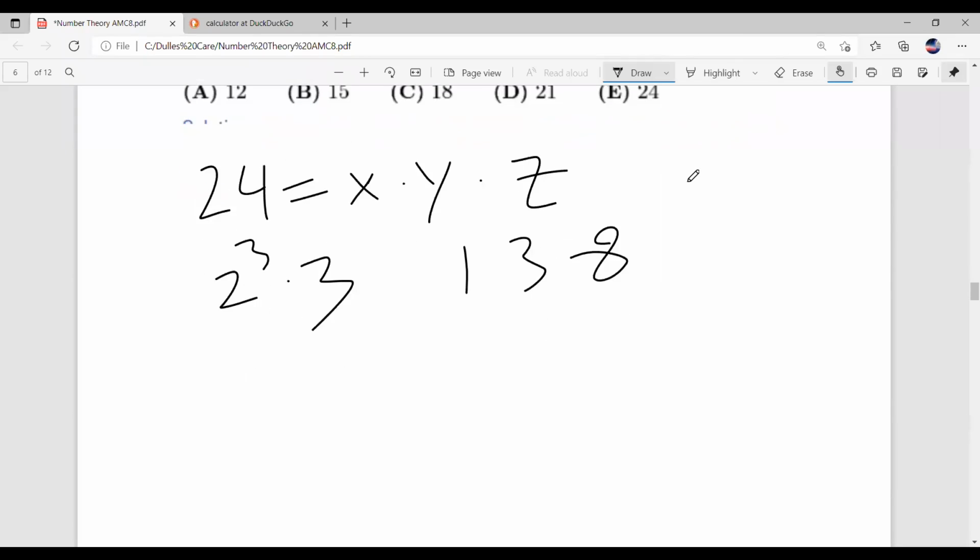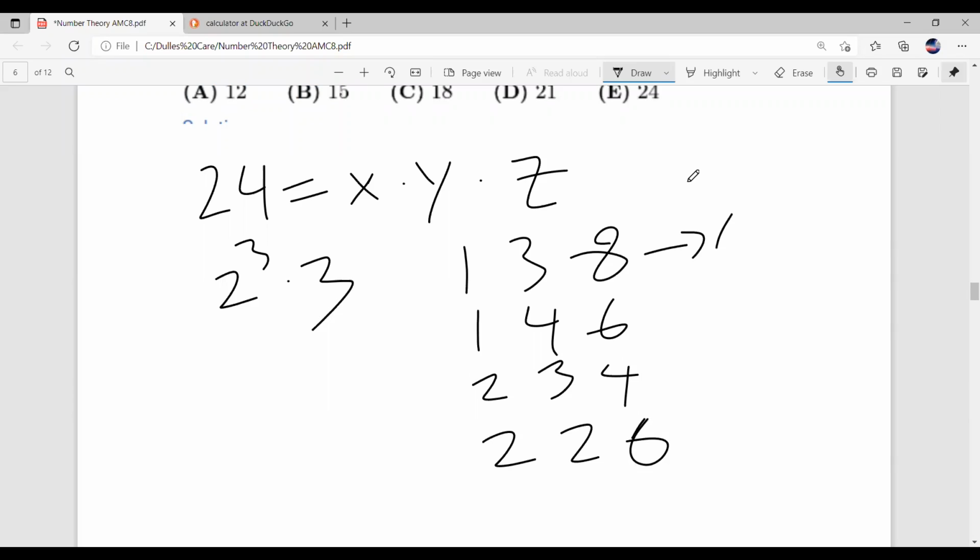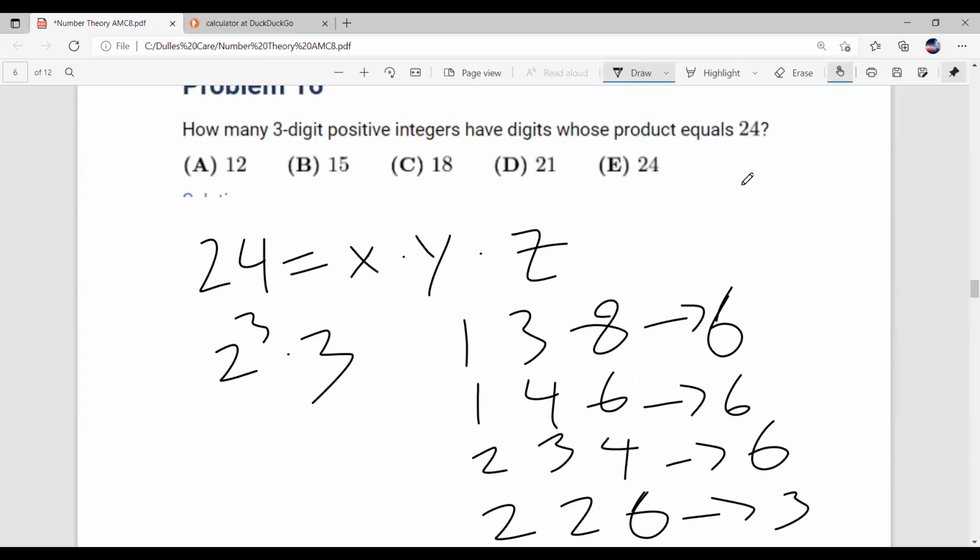So then we can do some combinations of integers: 1, 3, 8; 1, 4, 6; 2, 3, 4; and 2, 2, 6. So this would give us 3 factorial, 6 combinations. 1, 4, 6 would also give us 3 factorial. And then 2, 2, 6 would give us 3 factorial over 2, so that would give us 3. So then that would give us 18 plus 3 is equal to 21. So that's a great approach and all.